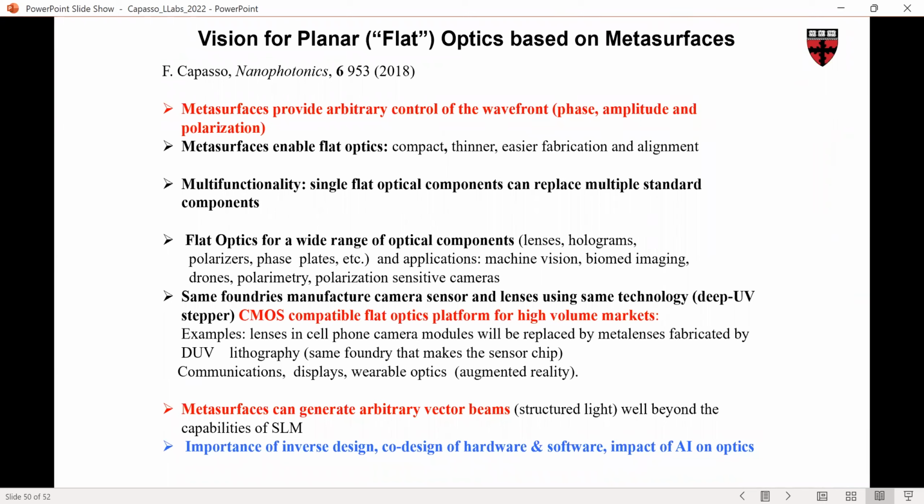And this basically brings me to the conclusion of my talk. The metasurface can provide arbitrary control of the wavefront. Technologically, I think we are at a turning point. Metasurfaces will capture large markets based on the fact that the same foundry can make the CMOS and the metalenses, and in fact, other metasurfaces for the future. I told you a bit about the science we are doing with structured light, structured dark, and I tried to emphasize the importance of inverse design for the future of optics.